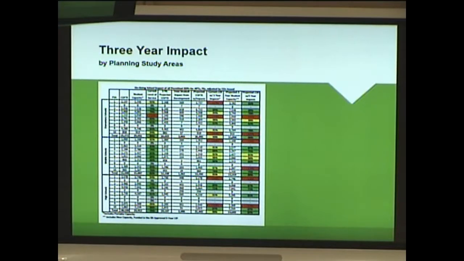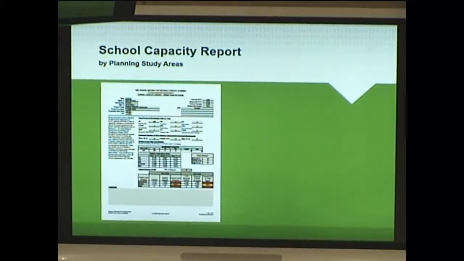So then if you take the school capacity report, it's the same setup, except at the bottom, instead of school names, you see elementary, middle, and high. And we've added planning study area. So this development happens to be in planning study area 5. So right now, the elementaries in planning area 5 give you 110% level of service. In 3 years, we expect them to be at 148%.